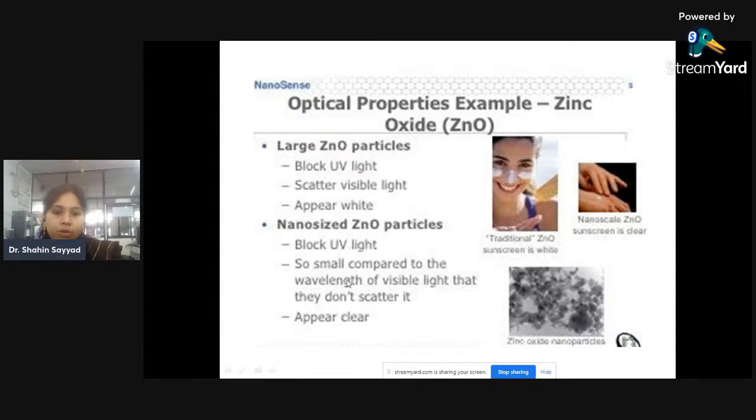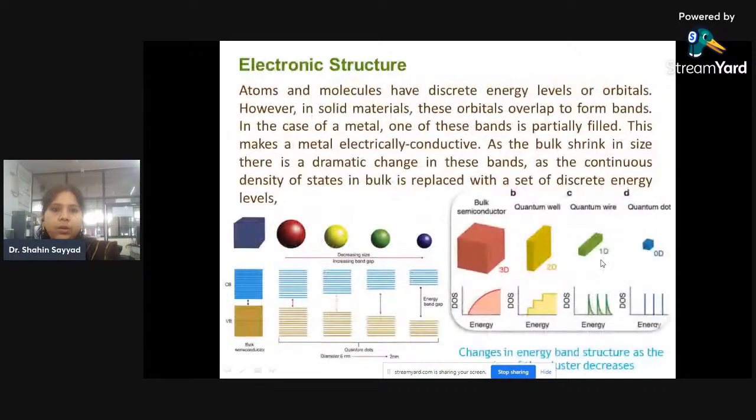They are very small compared to the wavelength of visible light, so they don't scatter it. So you don't want scattering on your skin, so it appears clear. Do you like to wear a sunscreen which appears as white patches, or one which is clear? Okay, so this is a size dependent property. Earlier it appeared white in color, but when it is synthesized at nanomaterial size, it is clear. This is because of the change in their optical properties, and these optical properties are related with the electronic structure.